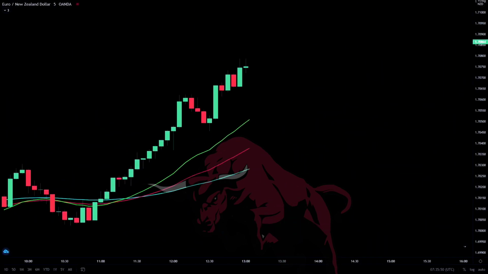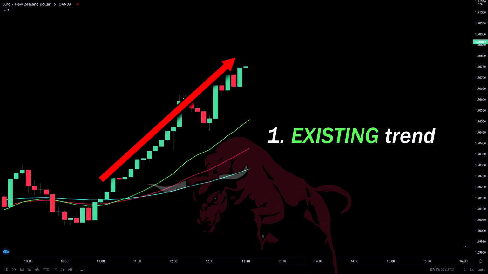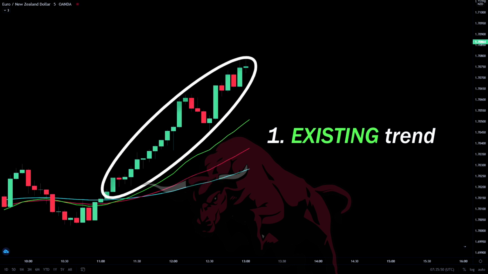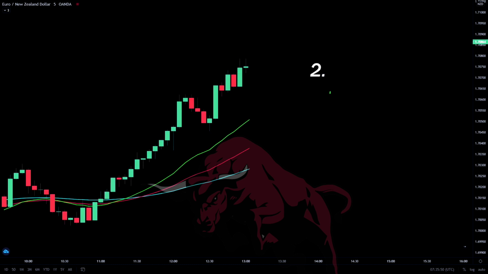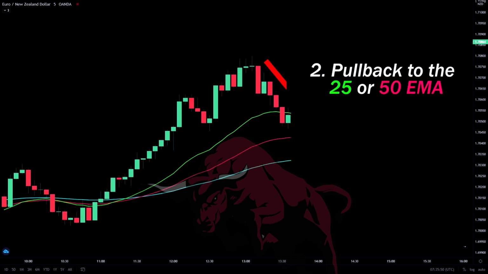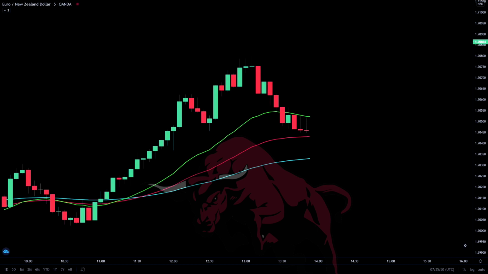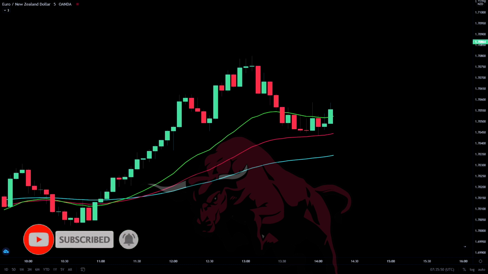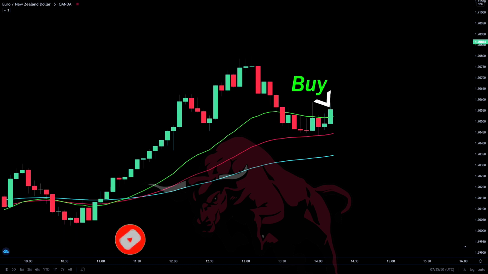So in this chart, we have spotted an existing uptrend as shown by the three EMA. All of them are heading upwards while the candles are above them. Next, you want to wait for the price to make a pullback towards the 25 or 50 EMA. And so this will act as our entry setup. The next step is to wait for the price to go back to the 25 EMA again. Once this happens, you take a buy position here.